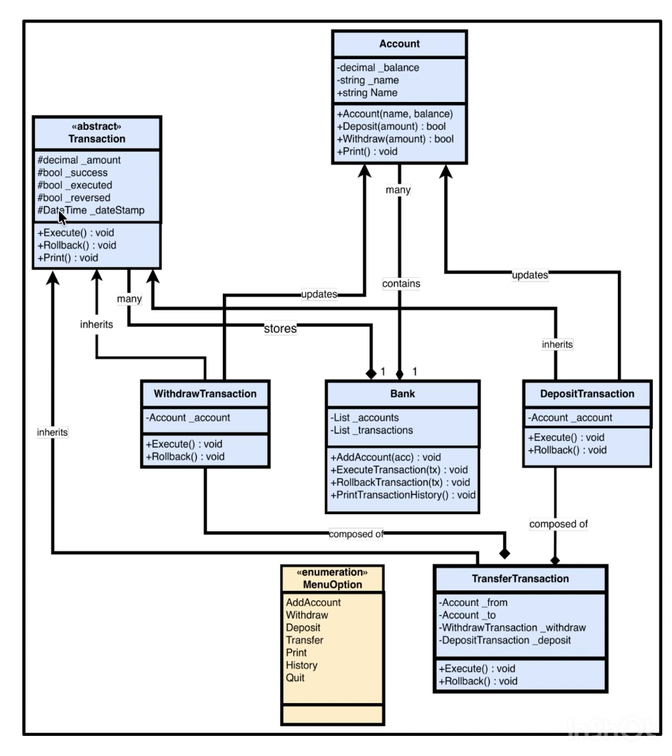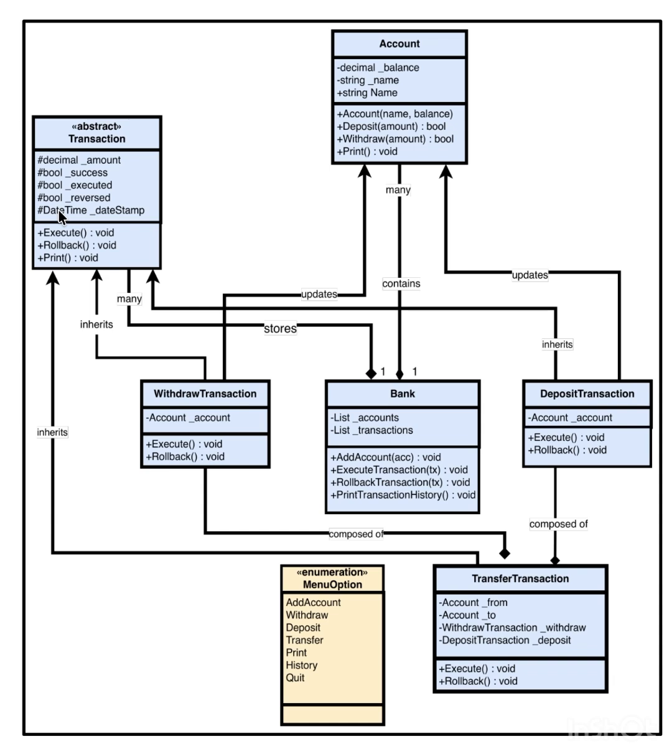And the multiplicity label, the word many near Account, tells us one Bank can hold many accounts. Finally, the MenuOption enumeration is marked with the stereotype double angle bracket enumeration, and it lists all the menu choices: add account, withdraw, deposit, transfer, print, history and quit.